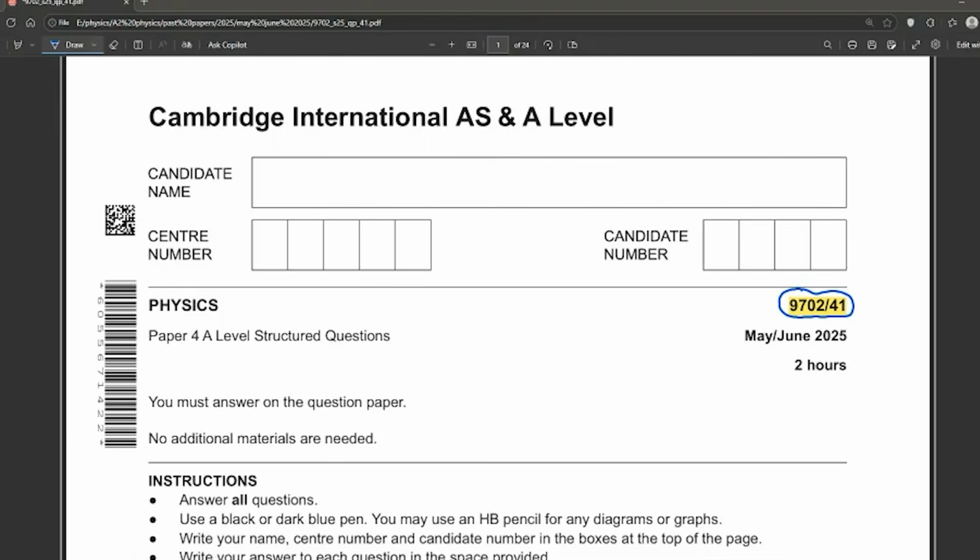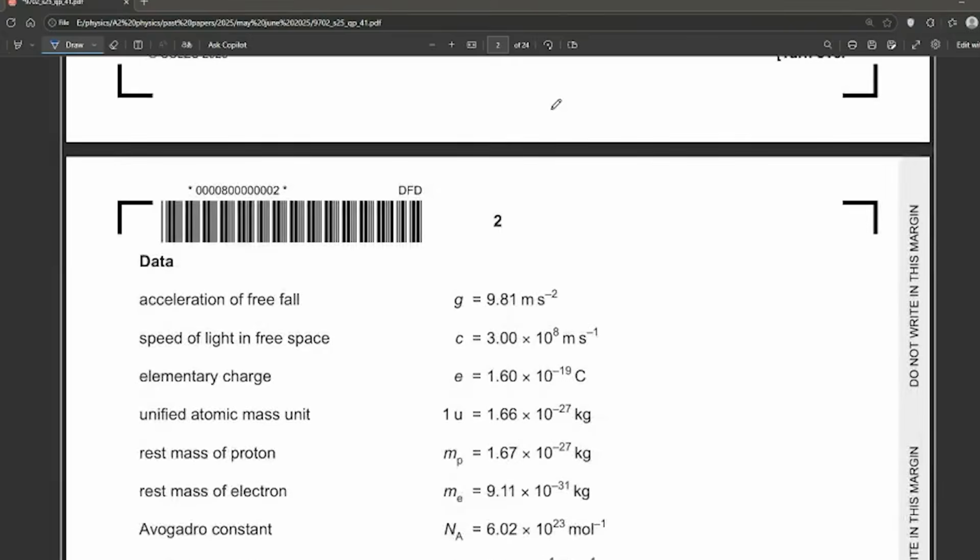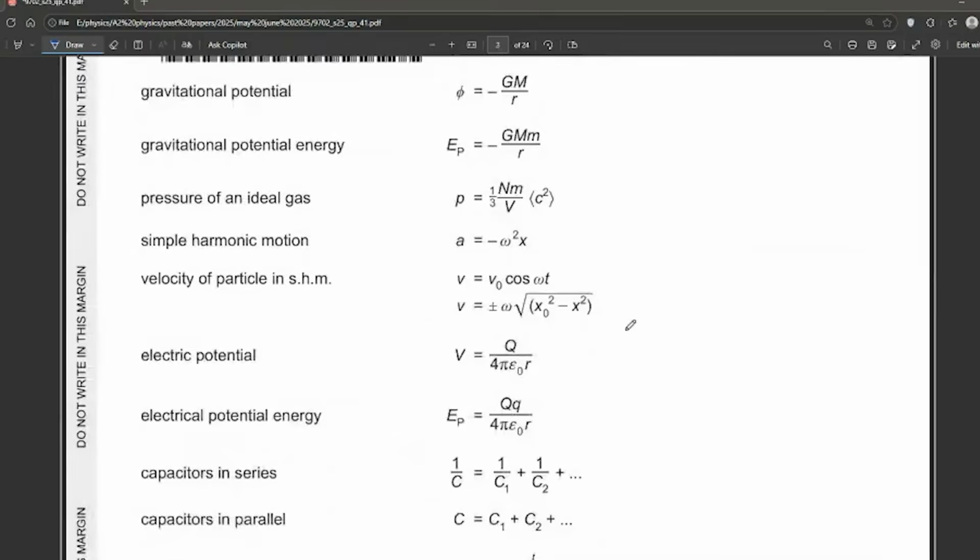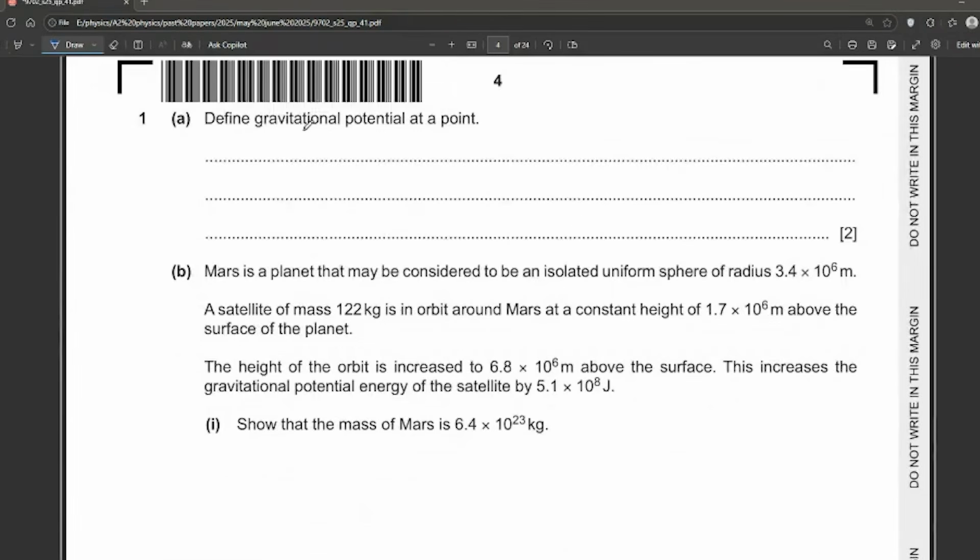A2 Physics, Paper 4, Variant 1. Sure, let's start. Bismillah Rahman Rahim. These are some data points, these are some formulas.